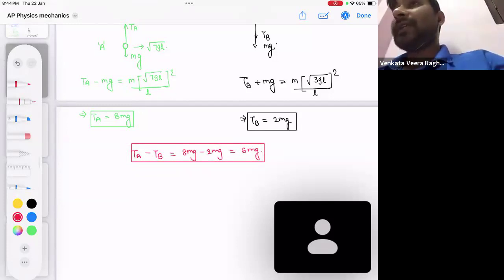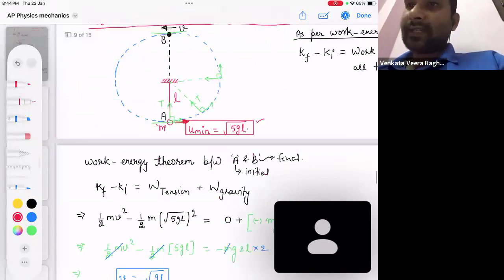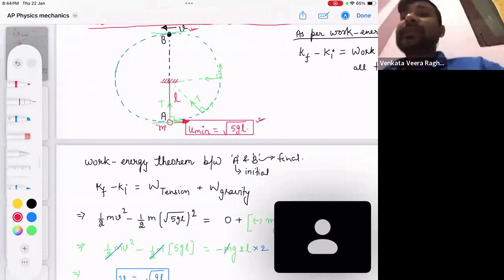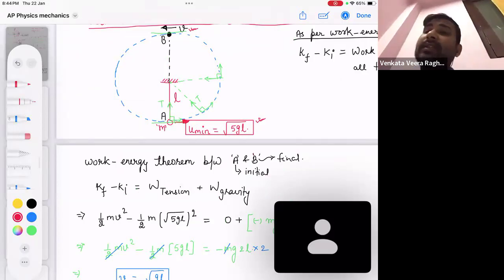If a particle completes the vertical circular motion, then the difference in tension at the bottommost point and the topmost point is always equal to 6 mg. Understood? Even you could have calculated this in the first example, where I gave the minimum velocity and we calculated the velocity. Here also, if you calculate the tension at A and tension at B, the absolute values will come different. But the difference in tension is always 6 mg. Understood?